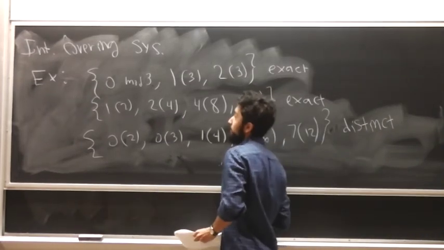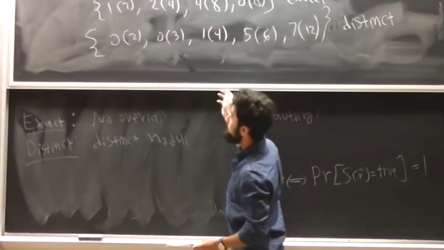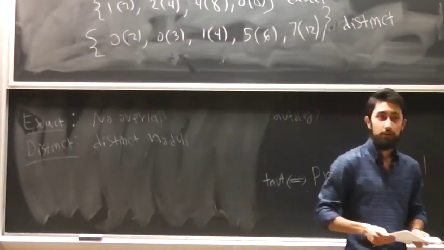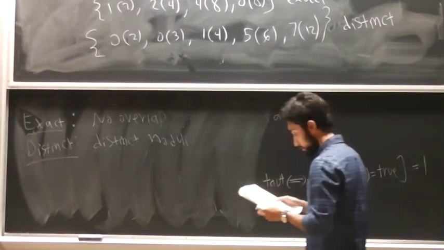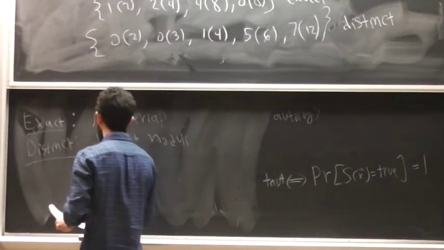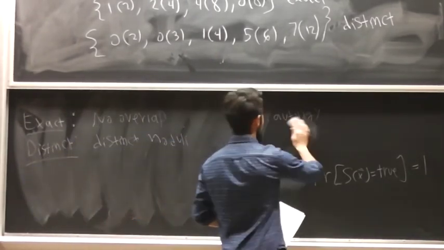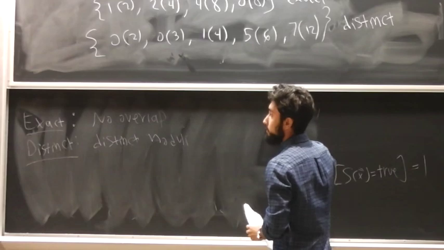Then what we did is we took this and we generalized it to DNFs. Analogized, not generalized. Okay, right. We're going to define what it means for a DNF to be exact and distinct. So let's start with distinct.